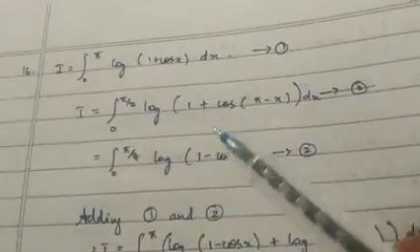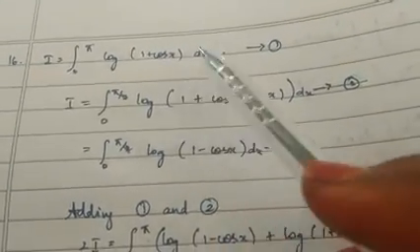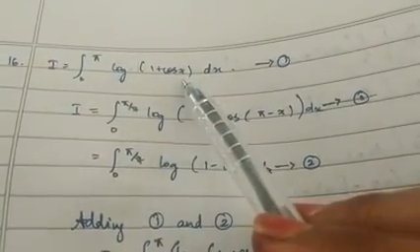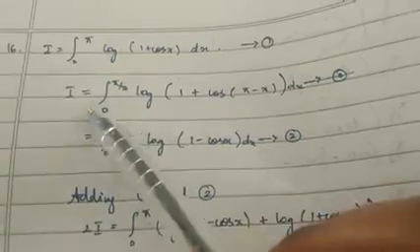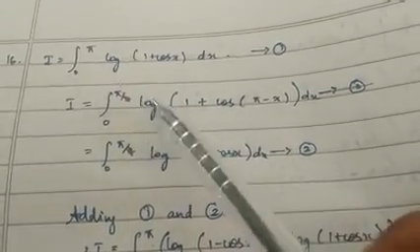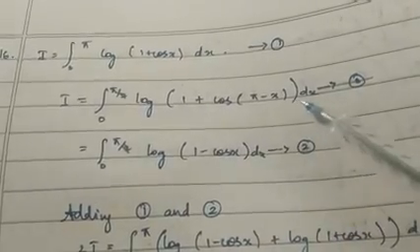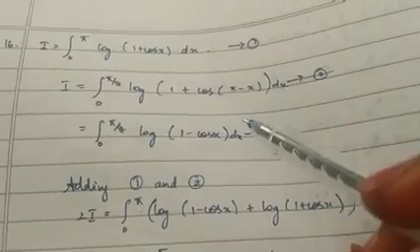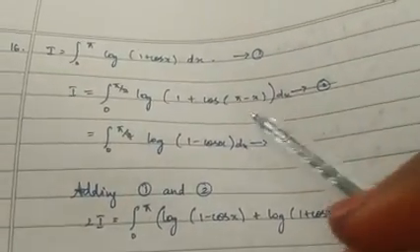I equal to integral 0 to pi of log of 1 plus cos x dx. Since it is pi, what you can do is, in the place of x, apply pi minus x by applying the property. Therefore, I equal to integral 0 to pi of log of 1 plus cos of pi minus x dx. If you are applying the property, you need to add the first integral, that is the question, and the second integral after applying the property. You need to add those two integrals.